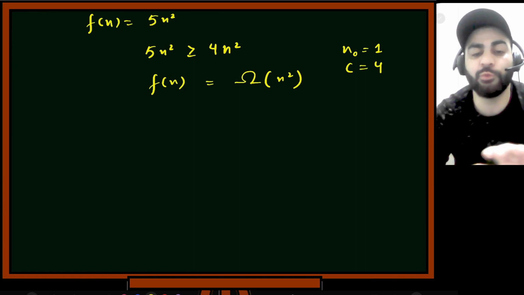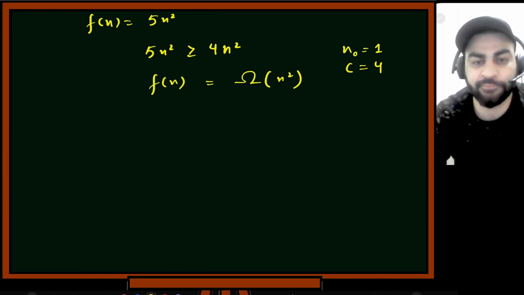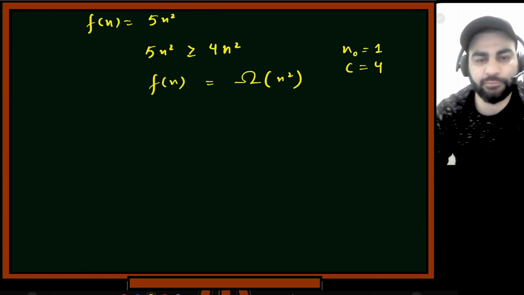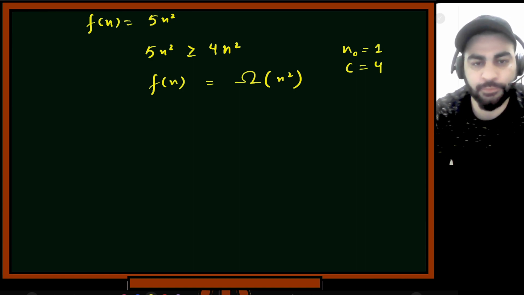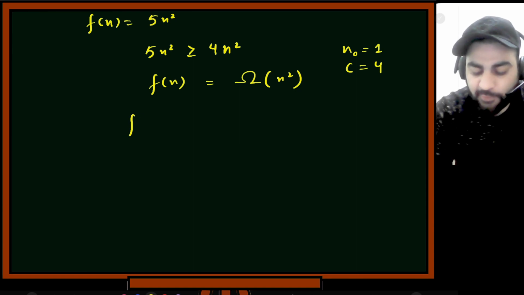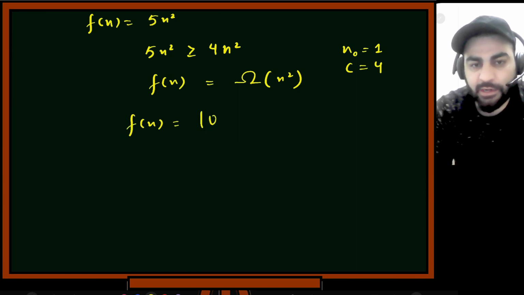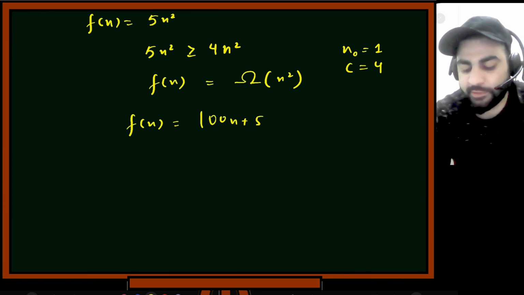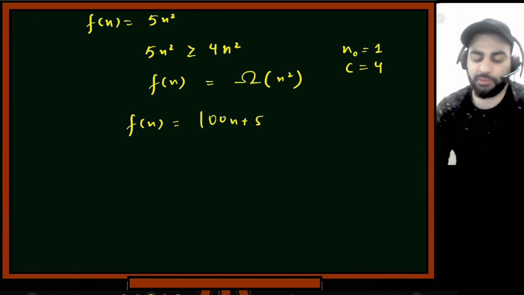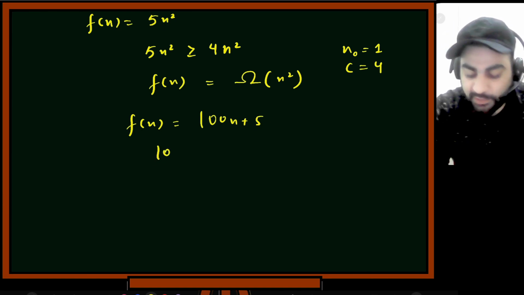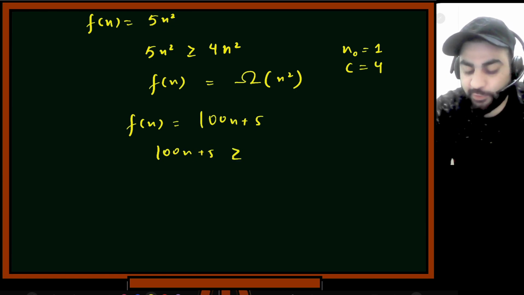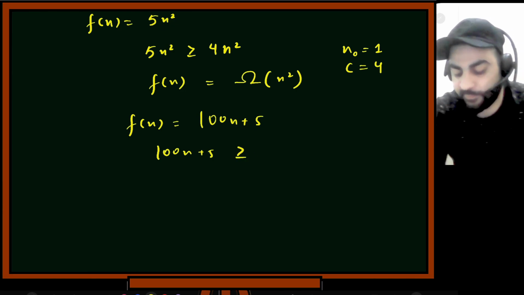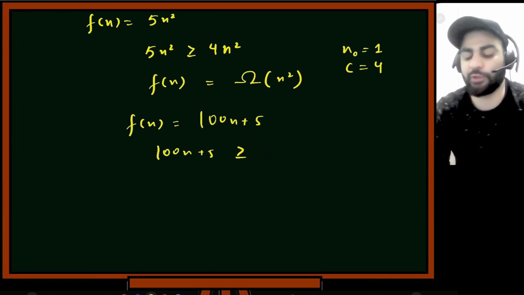Okay, now I want you guys to do this example. If we have a function f of n which is 100n plus 5, what will be its lower bound? So 100n plus 5 is always greater than or equal to what? What should I write here? You can even give me different lower bounds.